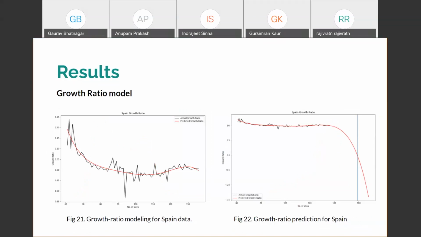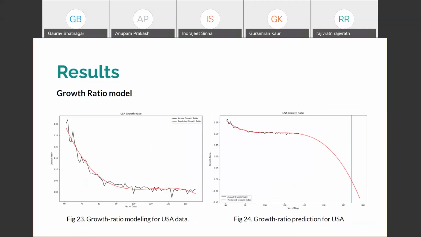And once we fitted the curve with the growth ratio, we used it to measure the future growth ratio, and we predicted that the peak will occur when the growth ratio hits 0. So these are the results obtained for Spain, and these are the results obtained for USA.